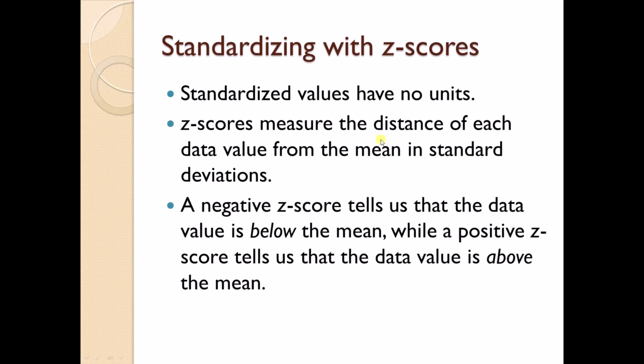Now keep in mind that mathematically distance is usually considered to be a positive value. Not so much here. The distance can be either above the mean or below the mean, so we're going to retain negative values. A negative z-score tells us that the data value is below the mean, while a positive z-score tells us the data value is above the mean.